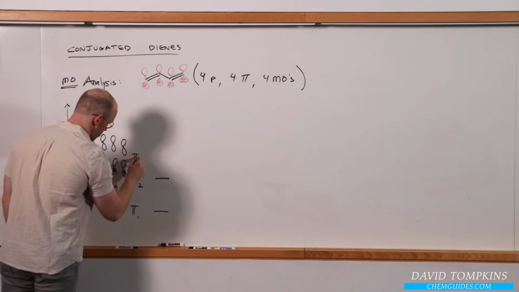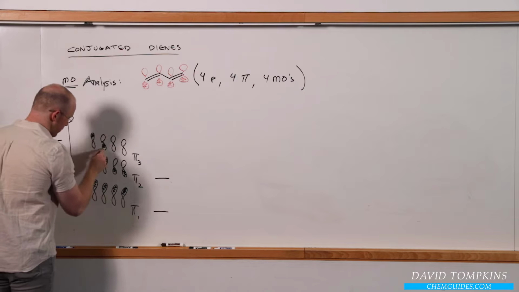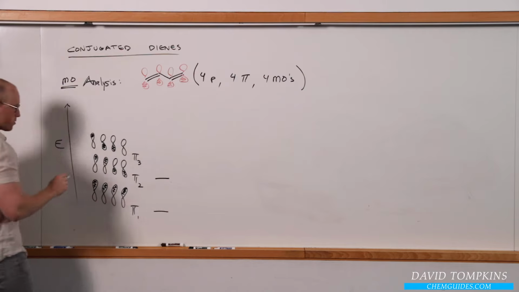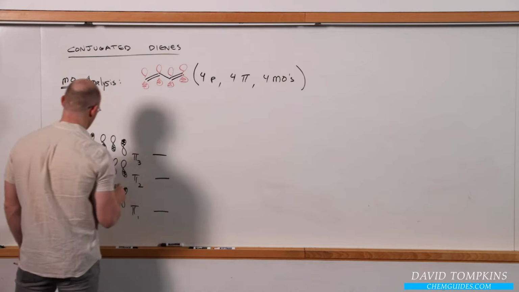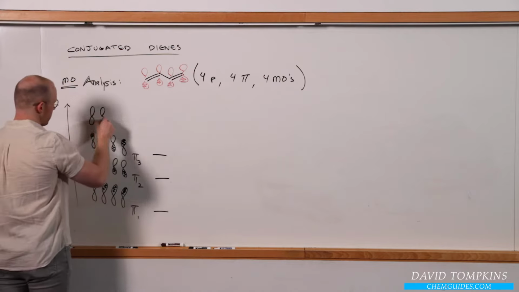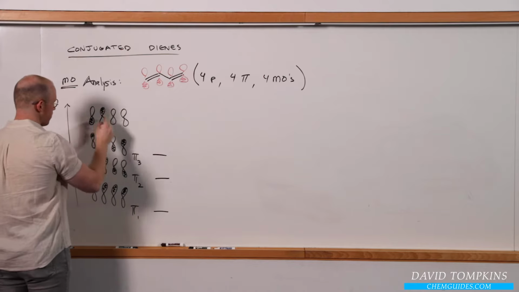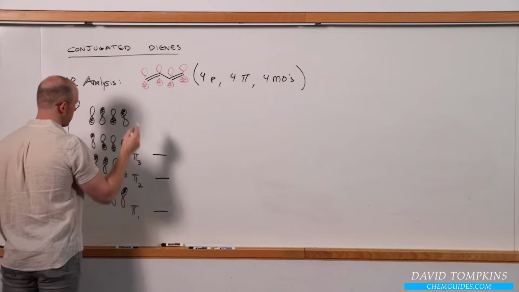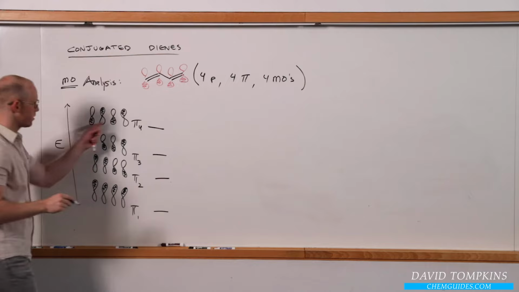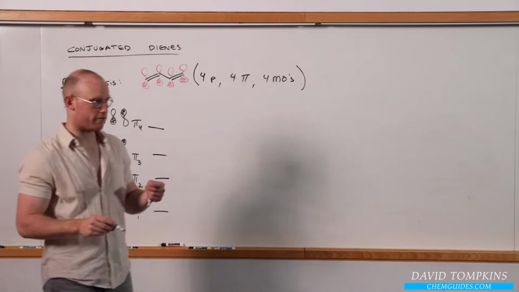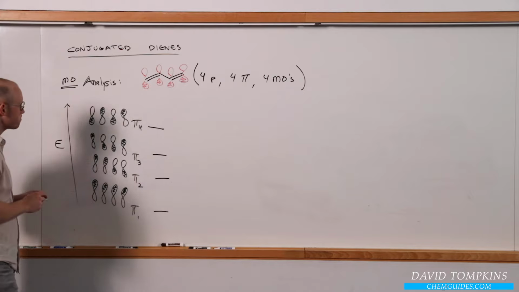I'll draw 2 more. So pi3 would be if the C2, C3 p orbitals are in phase and the others are not. And finally, pi4, the highest energy molecular orbital, is going to be when we have all consecutive p orbitals out of phase, or the phasing consistently alternates.